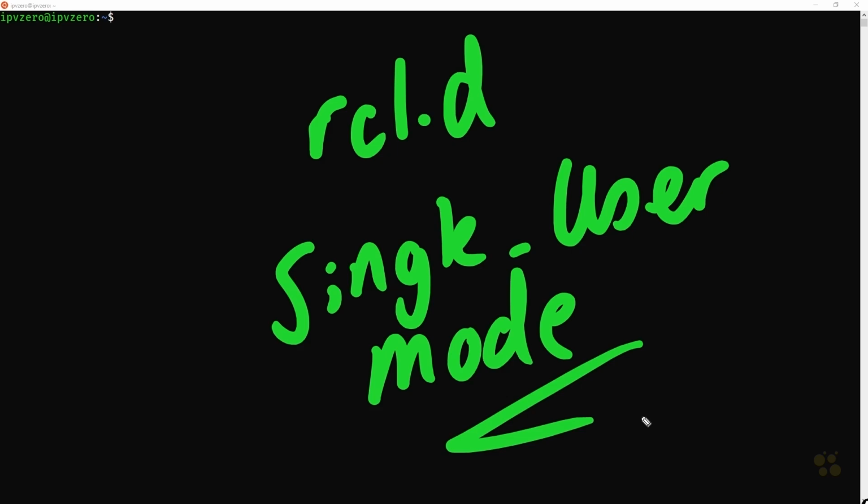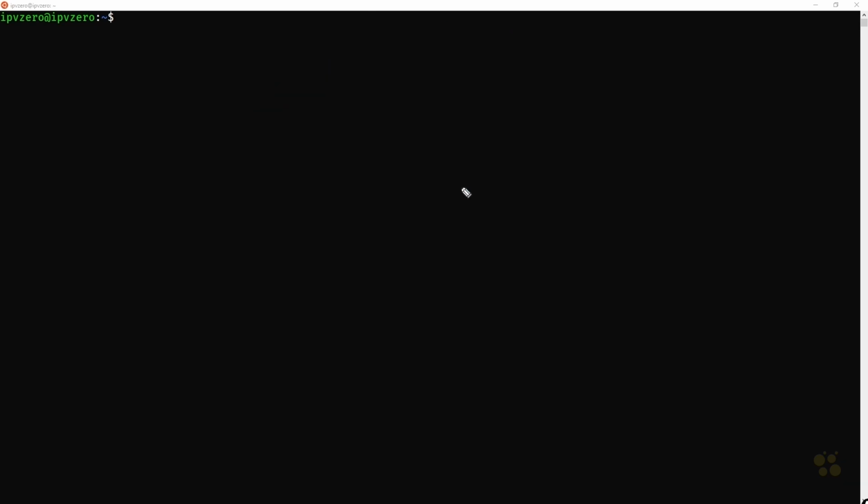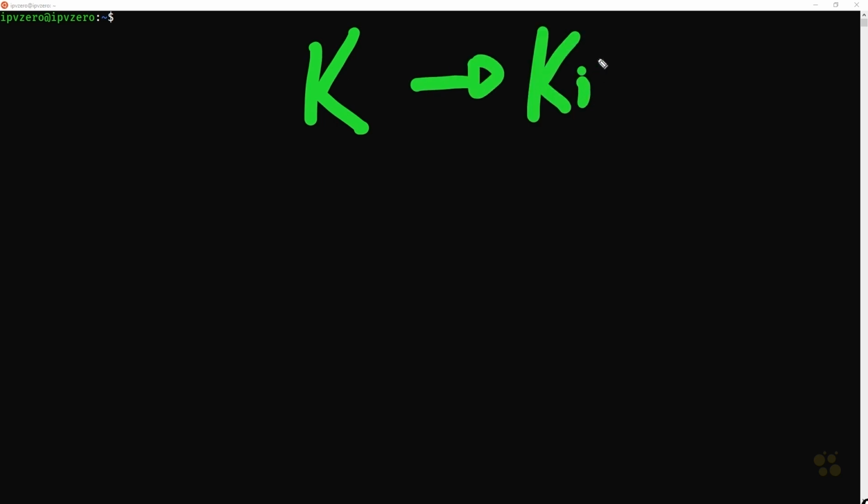Now, another thing to note is that when you navigate into one of these directories, such as rc1.d, you will see a whole bunch of different symlinks. Now, if those symlinks begin with the letter K, they relate to killing processes, i.e.